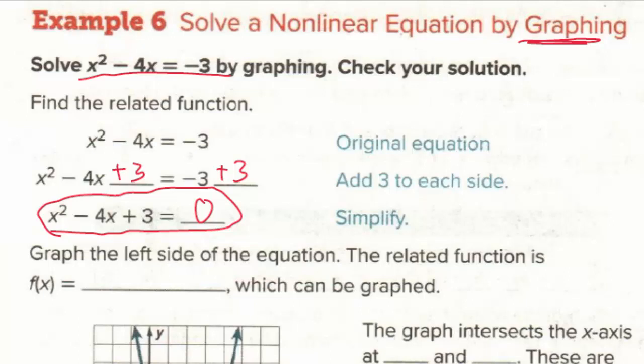Then all we do is substitute 0 with f of x, and that would give us f of x equals x squared minus 4x plus 3. Now remember, we're looking for where the graph crosses the x-axis. And at the x-axis, all the y values are 0. That's why we're making this equal 0, which is going to end up being the y value, and we replace it with f of x, because we want to find the x-intercept, which is the solution.